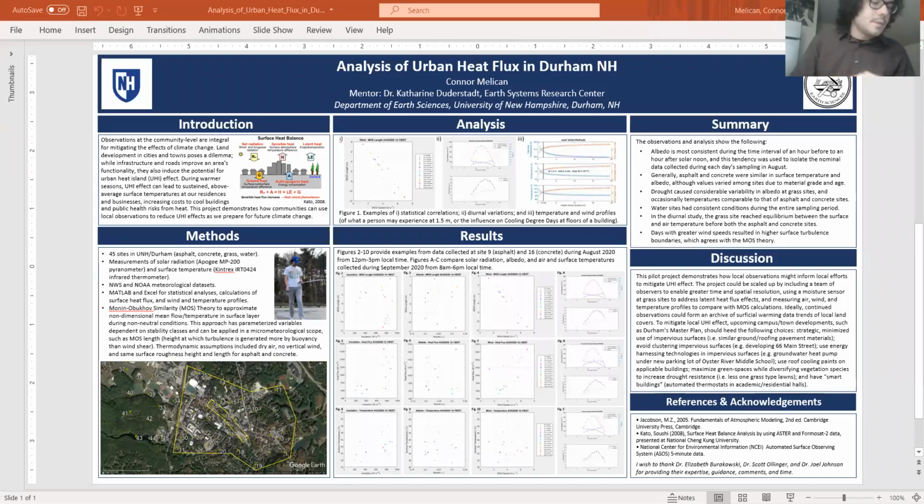I'm a senior here at UNH, and I'm majoring in earth science with a concentration in climate. For my senior project, I wanted to look into a local issue and find a way to benefit the community. So I focused on surficial warming, which I present here as an analysis of urban heat flux in Durham, New Hampshire. Surficial warming is amplified by the urban heat island effect.